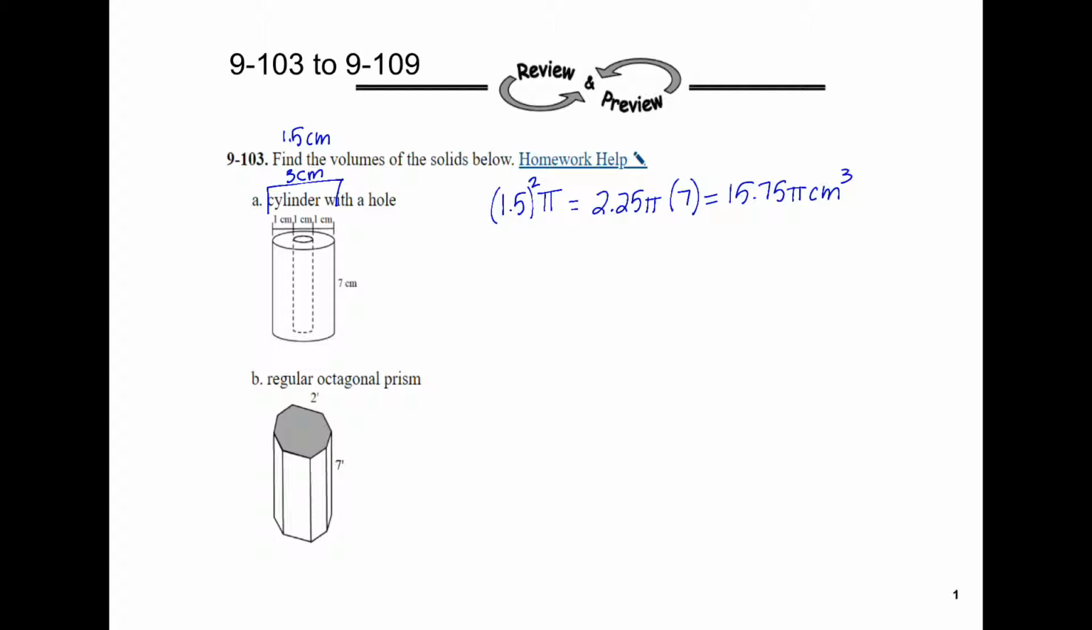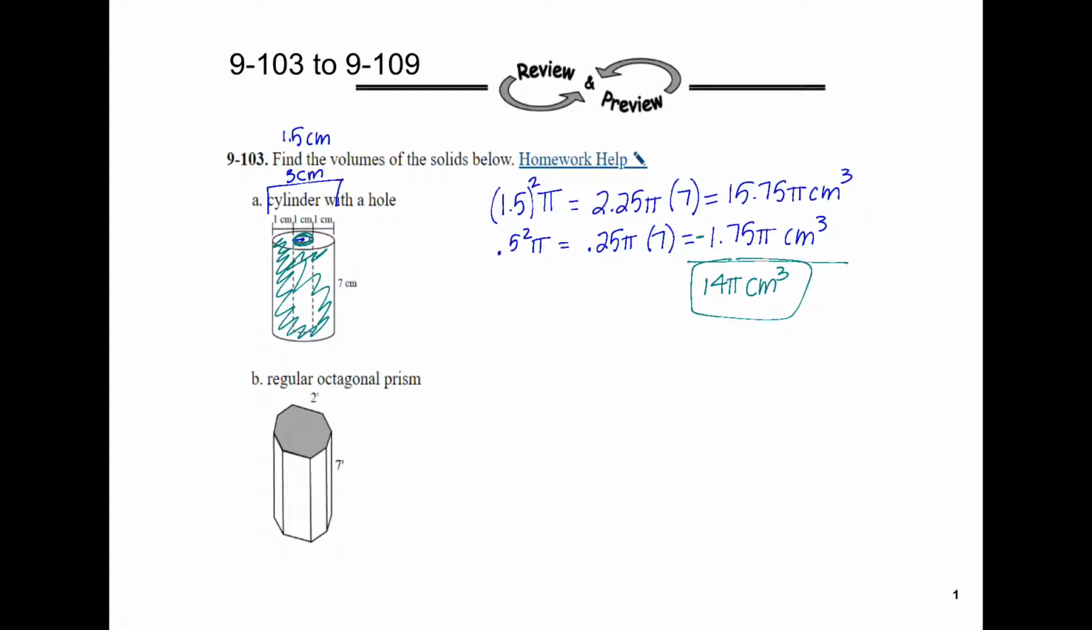When I find the radius of my smaller cylinder, it would be 0.5, so I'm going to have 0.5 squared pi, which is 0.25 pi, times my height of 7, which is 1.75 pi centimeters cubed. I'm then going to subtract that piece out, so I have 14 pi centimeters cubed for the outside of my cylinder with a hollow center.